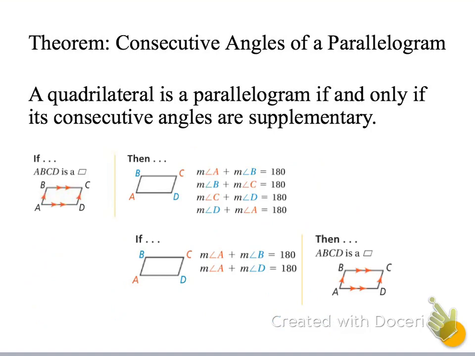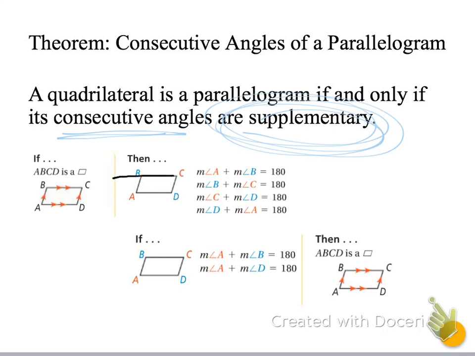Okay, consecutive angles of a parallelogram. A quadrilateral is a parallelogram if and only if its consecutive angles are supplementary. If we look at the picture, angle A and angle B should add together to be 180 degrees. If you want to extend your lines, you can see why.